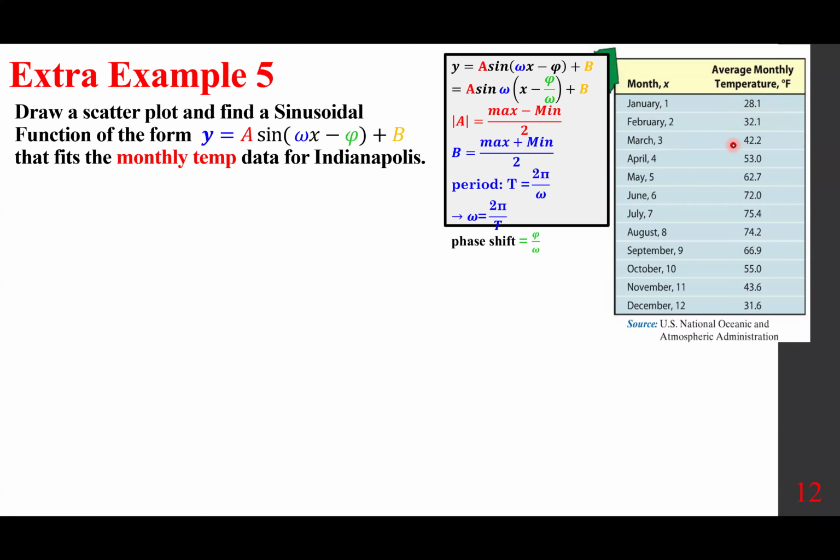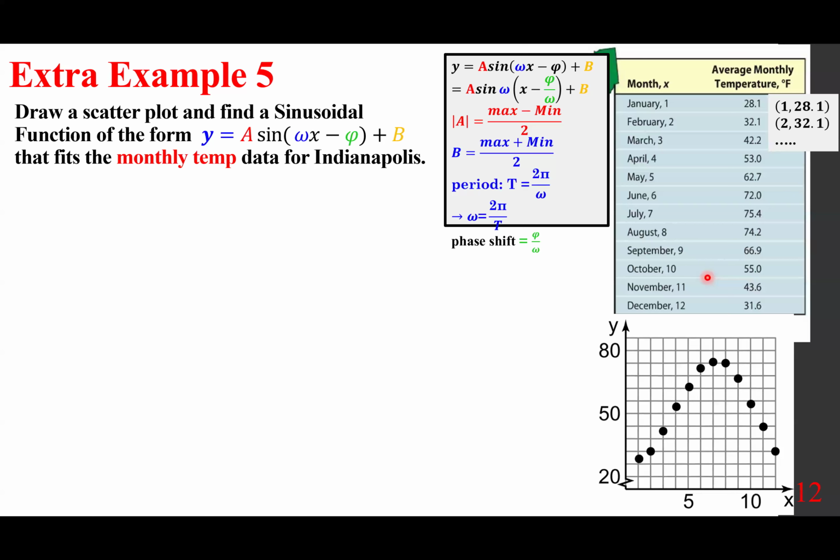So you do the scatter plot, and the way it works, this is the first point 1 comma 28.1. This is the second point 2 comma 32.1. This is the third point 3 comma 42.2, and the rest of it. So you plot that carefully, all those pairs, and when you do that, it looks like this.